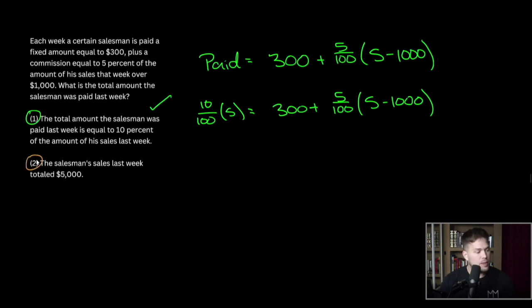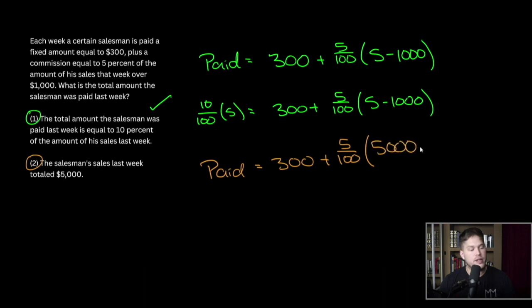What about statement 2? Statement 2 says the salesman's sales last week totaled $5,000. Okay, well we know whatever our salesman is paid is equal to $300 plus 5% of his sales, which was $5,000, minus the initial $1,000. Okay, so here we just have straight up numbers, so we could figure out how much the salesman was paid. So our answer for this question is going to be choice D. Both statements 1 and 2 individually are sufficient to answer this question.